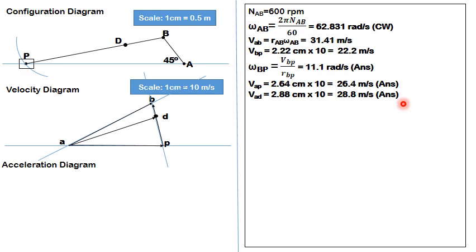Now the next thing which has been asked is related to acceleration, for which we have to draw an acceleration diagram.